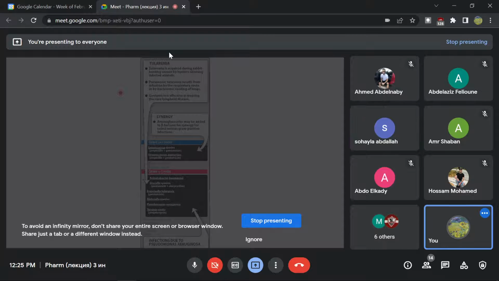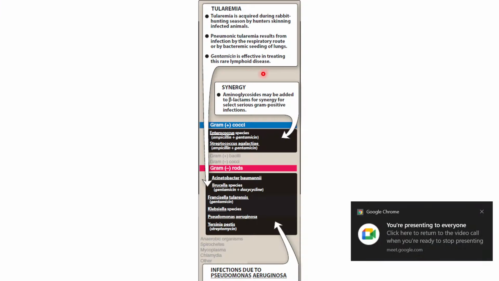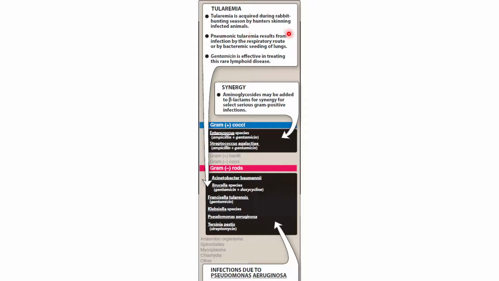So during the hunting season for rabbits, the hunters will skin the rabbits, and the blood will sprinkle into the air, and they can be infected through the lungs by breathing the air that is around.